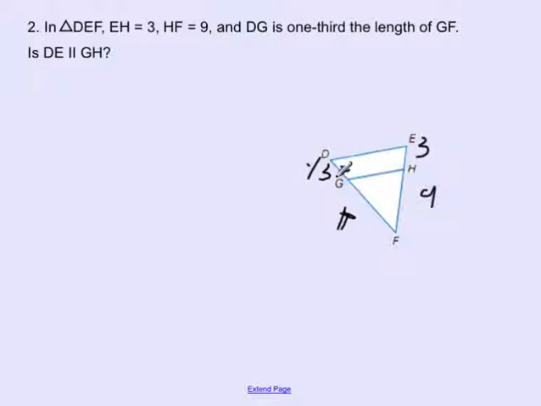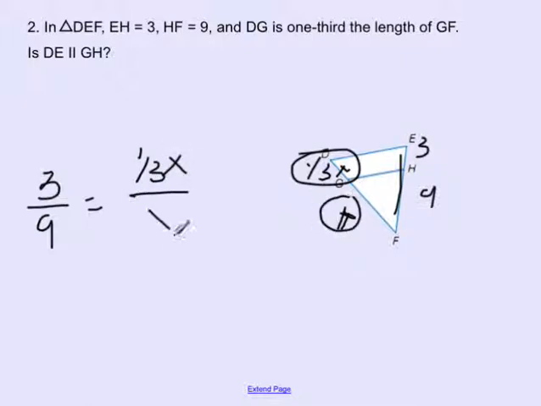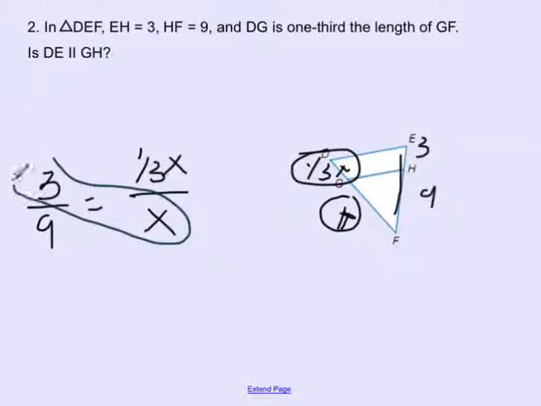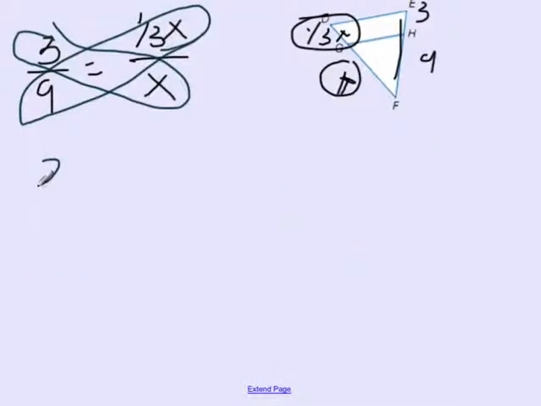Now we're going to set up our proportions. Let's set up this side first. We're going to put same side over same side. Then that 3 is on the top, so that means 1/3 x needs to go on the top of our other fraction, and that x needs to go on the bottom. Now we're ready to solve using cross multiplication. We're going to take 3 times x and 9 times 1/3 x. So 3 times x is 3x.